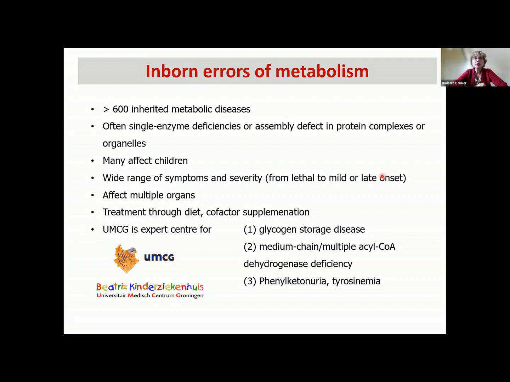Typically, these diseases affect multiple organs. When you treat them, of course, you would like to repair the gene. This is upcoming, but it is not standard of care at the moment. The standard of care would be to give a special diet, to supplement certain cofactors, or to avoid certain nutrients. So this is also systemic. The food is affecting the whole body, all the cells in the body, and the whole metabolic network. That's why I think this is really systems biology, and I hope to convince you of this. In Groningen, the University Medical Center is an expert center for a couple of these inherited diseases, mainly glycogen storage diseases, medium chain and multiple acyl-CoA dehydrogenase deficiency, and that's also what I'll talk to you about, and a number of amino acid related deficiencies.